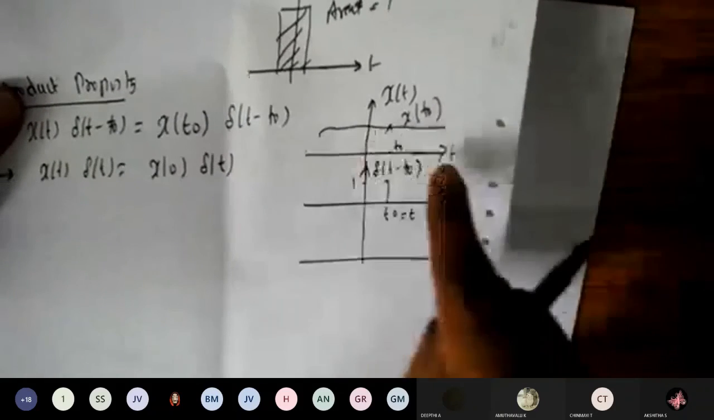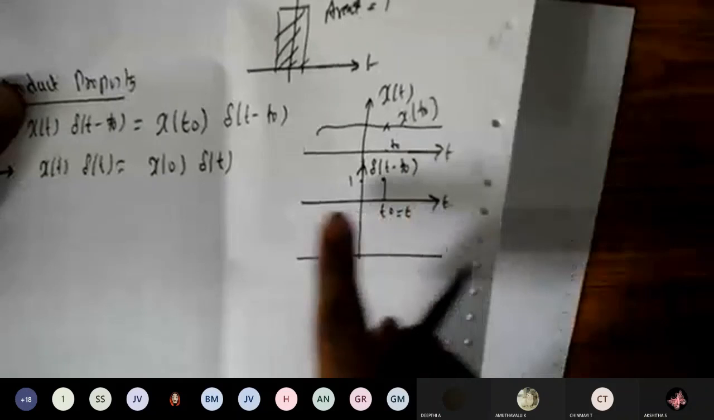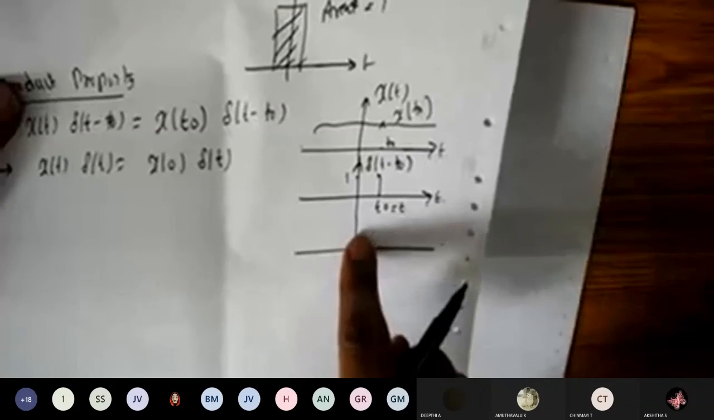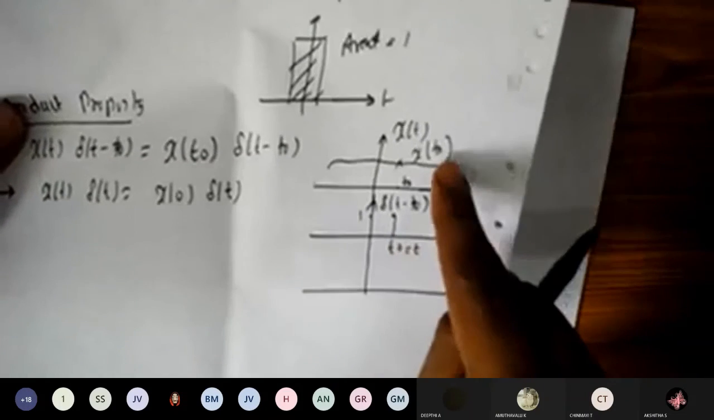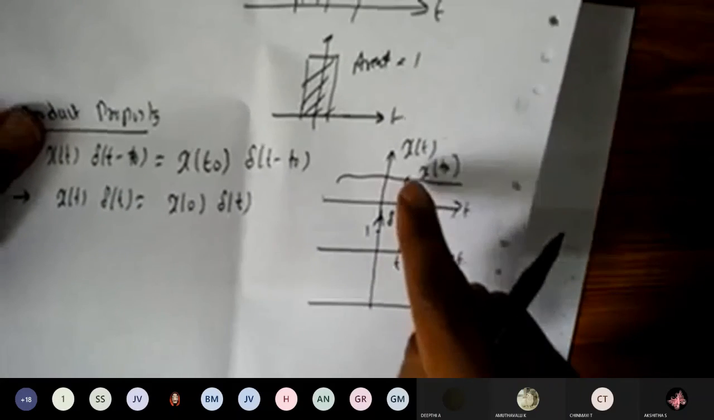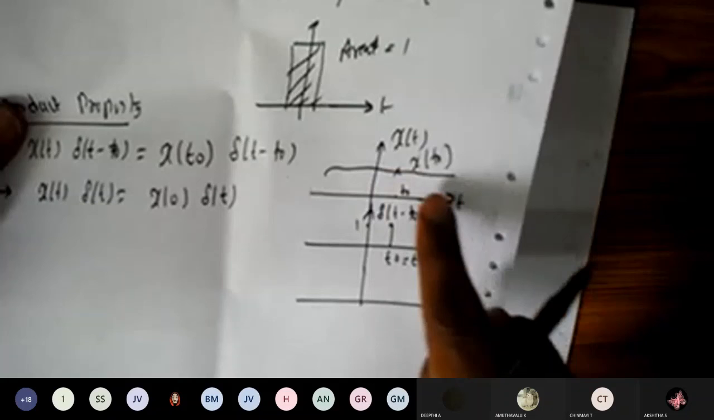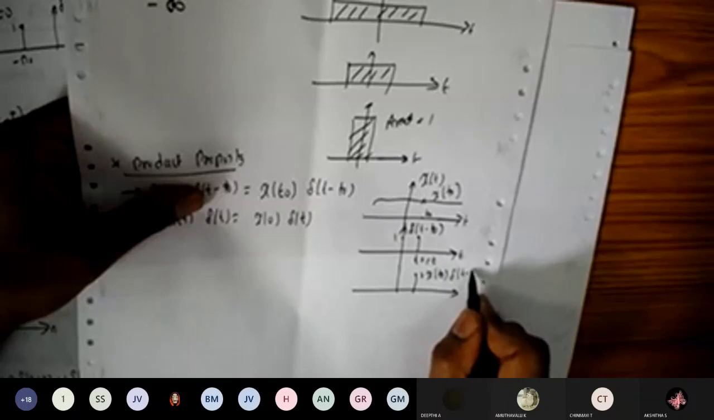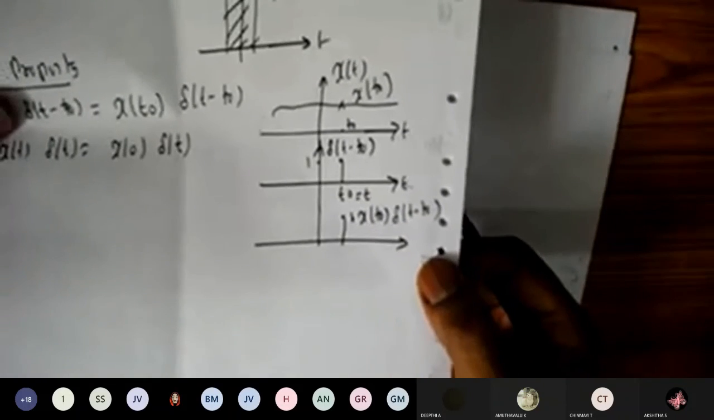Now when I take the product of this one with this one, 0 multiplied by something will be 0 here. Here also, 0 multiplied by something will be 0. Only at t is equal to t naught, it is 1. At t is equal to t naught, the corresponding amplitude is x of t naught. When I take the product, this will become equal to what? 1 multiplied by x of t naught. So that is delta of t minus t naught into x of t naught. This is the product we are going to get here. Correct now?